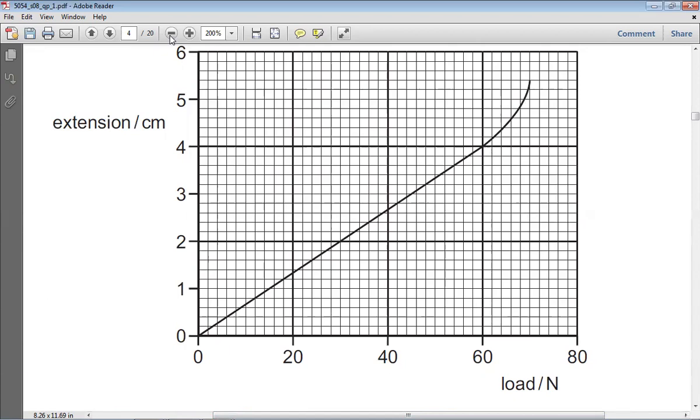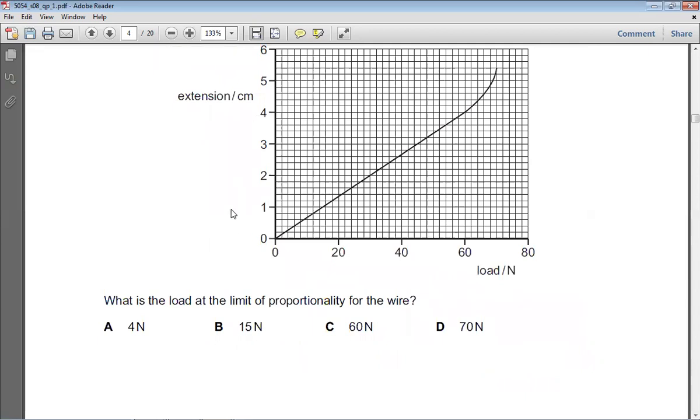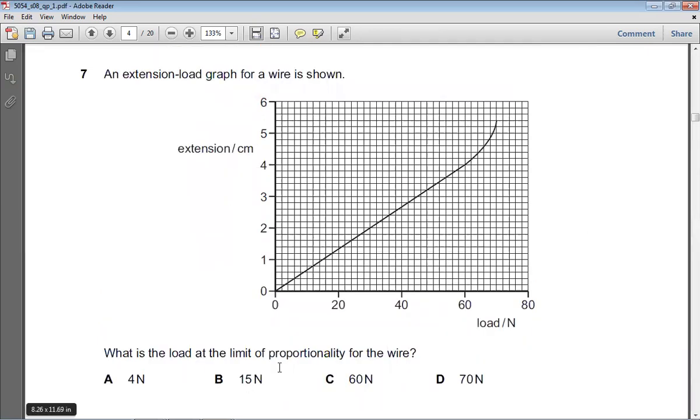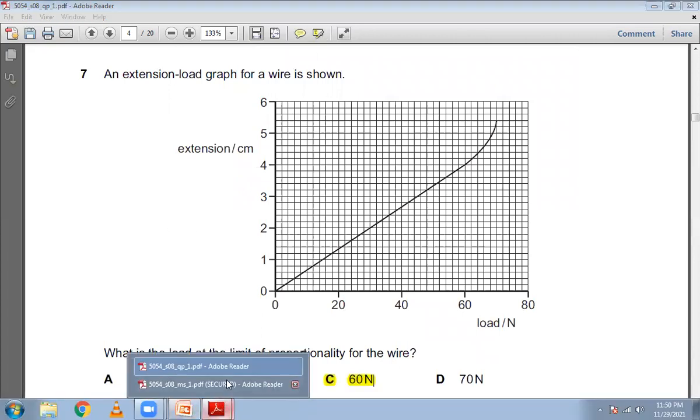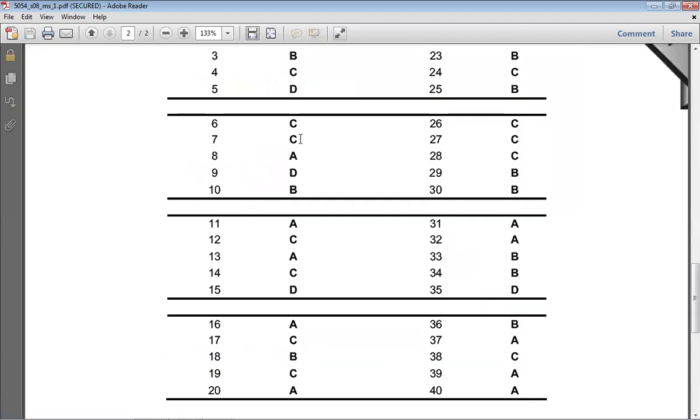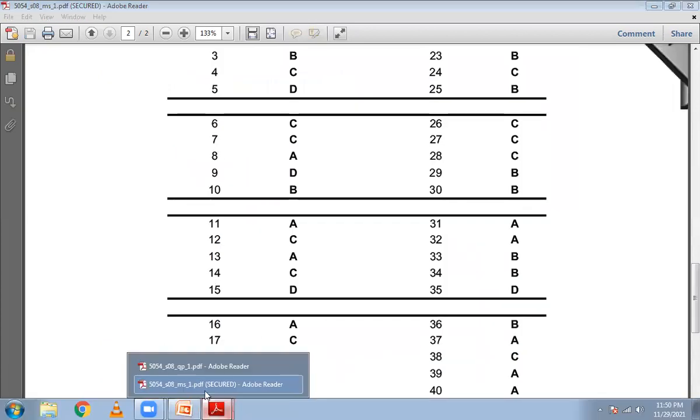So hopefully you understand how we have done this. 60 Newton. I think C is the choice. Question number 7, C is the choice.